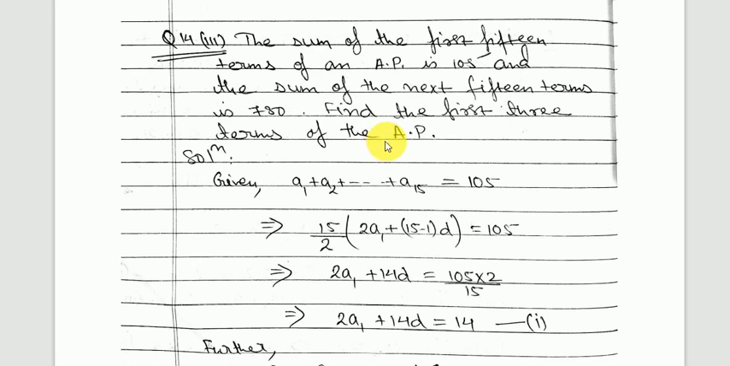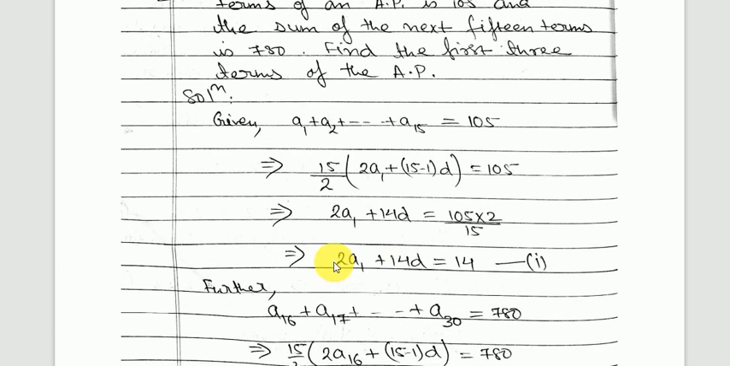So here given A1 plus A2 plus dash dash dash plus A15 is 105. So this A1 plus dash dash plus A15 is nothing but 15 upon 2 in bracket, 2 times A1 plus (15 minus 1) into D is equal to 105. Simplify this and you get 2A1 plus 14D is equal to 14.1. I could have divided throughout by 2, but I have left it. This would help me later on in simplifying.